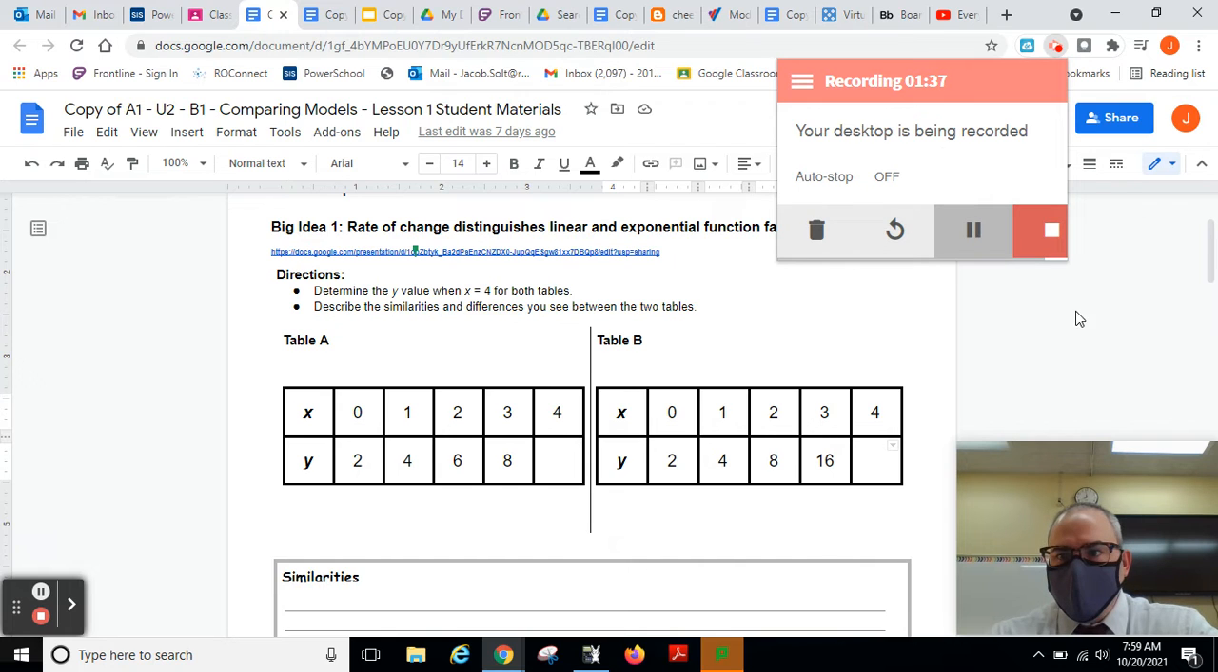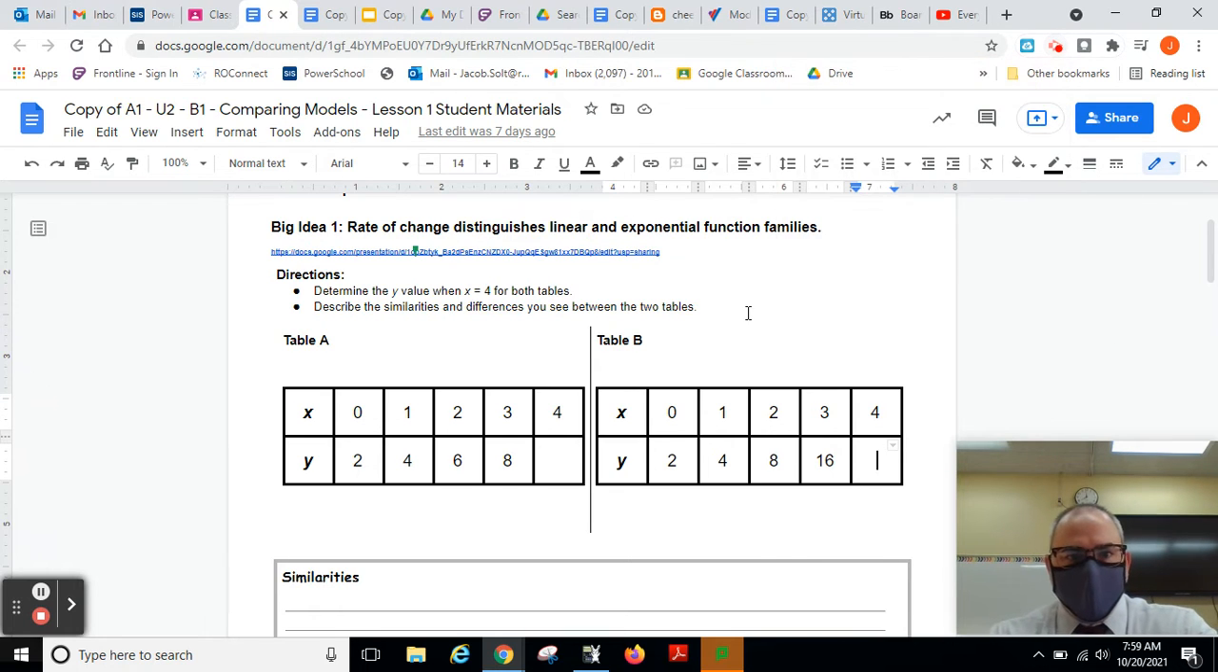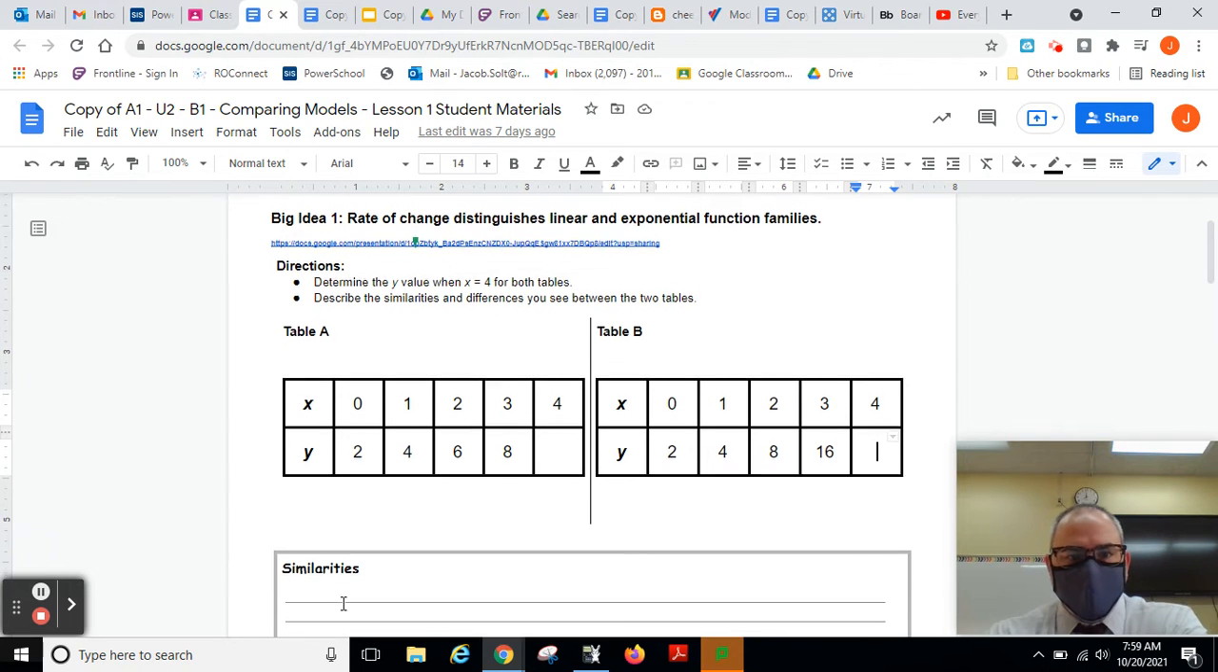All right, great. You paused the video, you gave it a shot, you're back. All right. How are these similar? Well, I'm noticing here that in the x portion of the table, it goes 0, 1, 2, 3, 4. Over here, the x goes 0, 1, 2, 3, 4. All right, so there's a similarity, right? All the x numbers are the same.